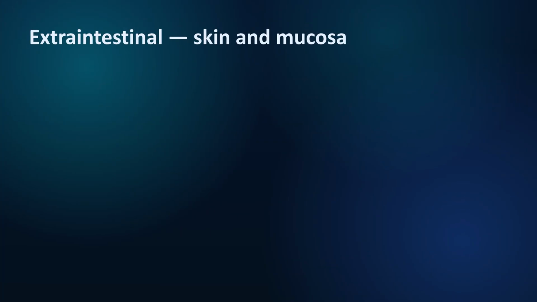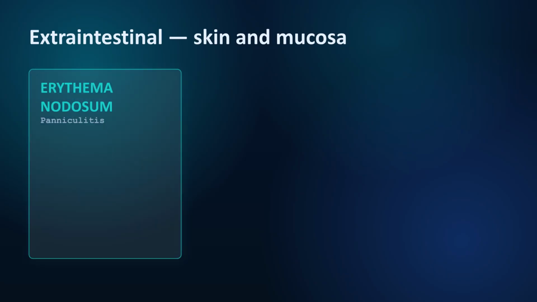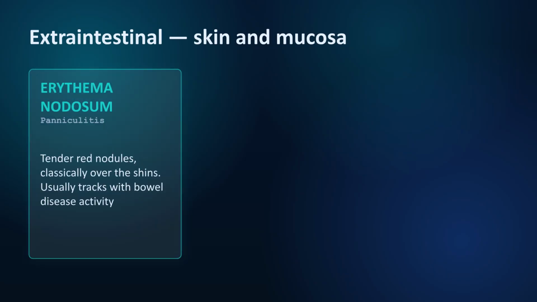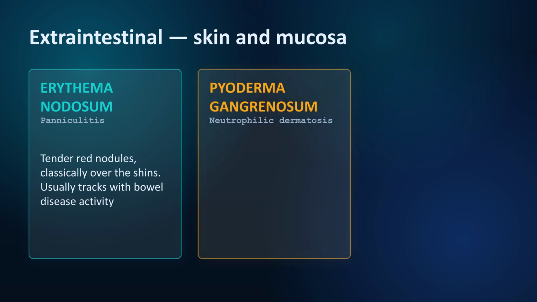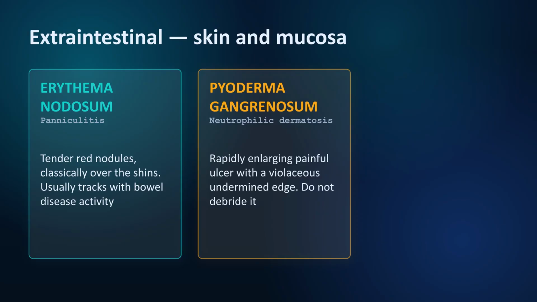Start with the skin and mucosa. Erythema nodosum is a panniculitis. Tender red nodules classically over the shins, and it usually tracks with bowel disease activity. Pyoderma gangrenosum is a neutrophilic dermatosis, a rapidly enlarging painful ulcer with a violaceous undermined edge. And here is the trap.